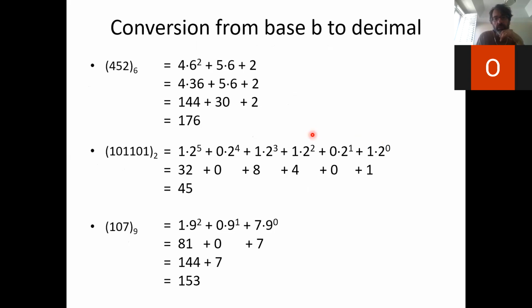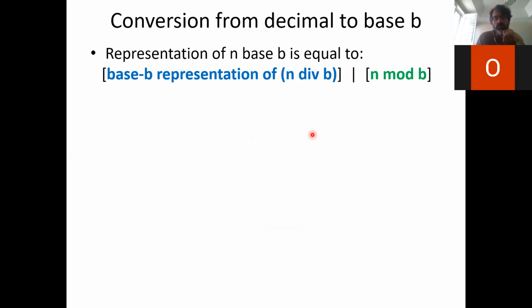Okay, so that's our next question. Somebody is asking, yeah, the coefficients a_i are strictly less than b, right? The digits have to be strictly less than the base, right? So the digits in a decimal base are strictly less than 10. Digits in binary are strictly less than 2, and so forth.